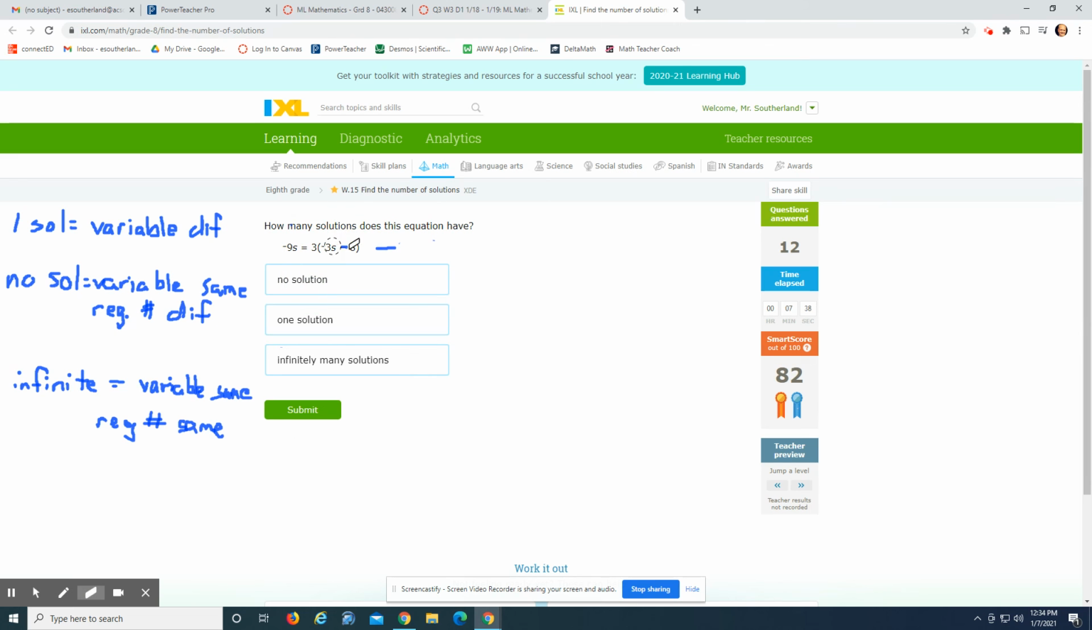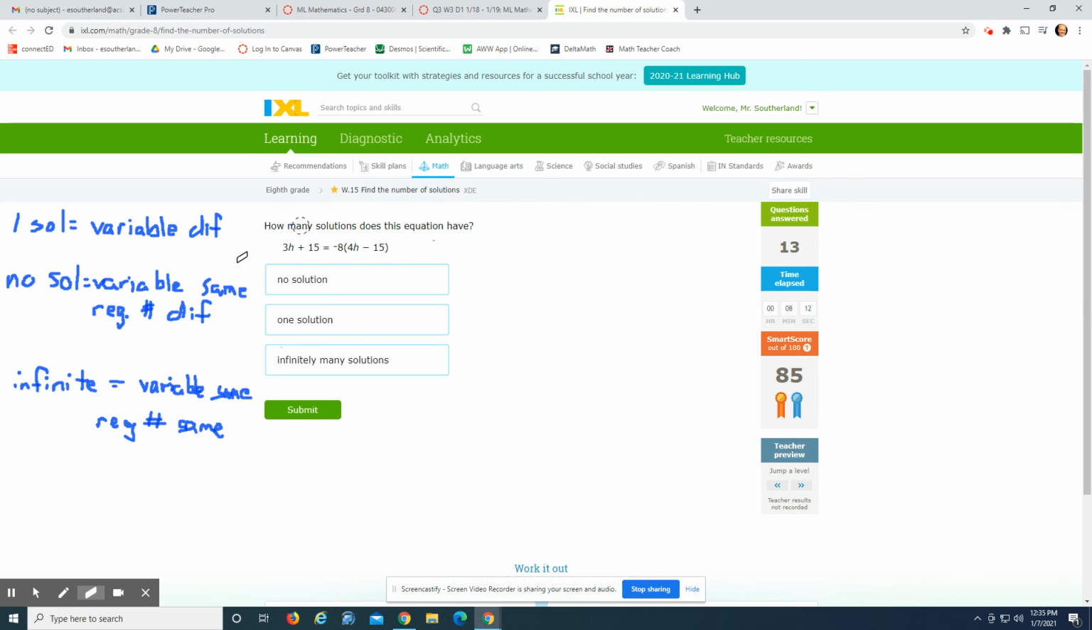You just keep working them to where you are down to this becoming -9s. 3 times -8 becomes -24. Here you have the same variables, -9s, -9s, but you have no number and then you have 24, so that means no solutions. Same thing, just keep working them out. You're going to have to check them over and over again, but the same concept will apply.